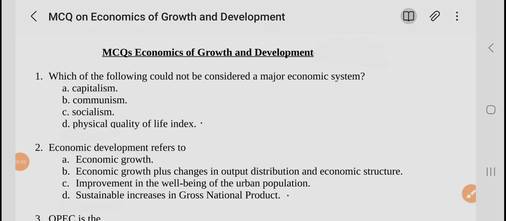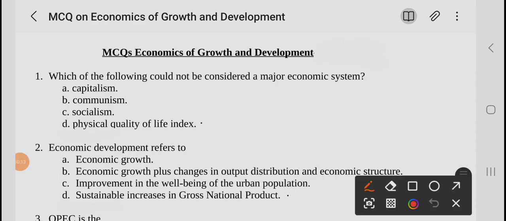Today's first question is, which of the following could not be considered a major economic system? The answer is fiscal quality of life index, whereas this is an index which measures and gives rankings, and these three are the economic systems.